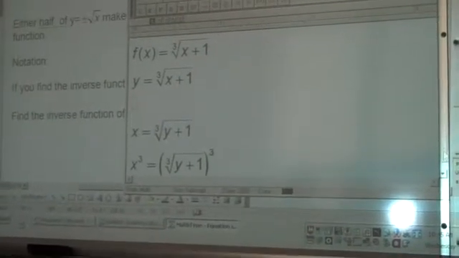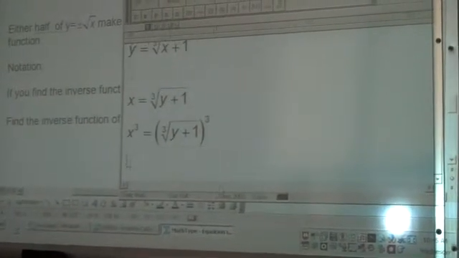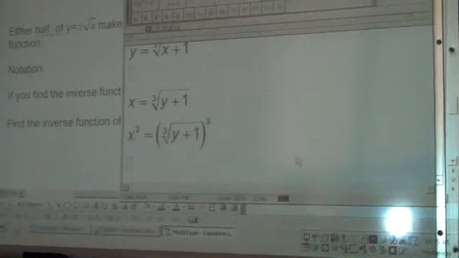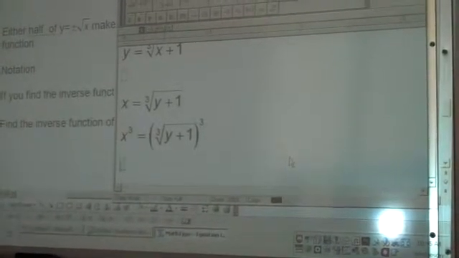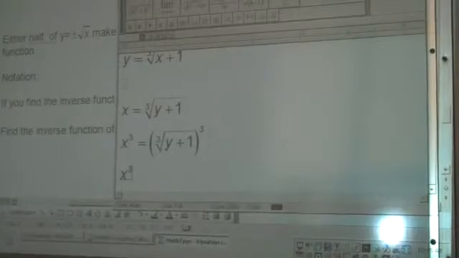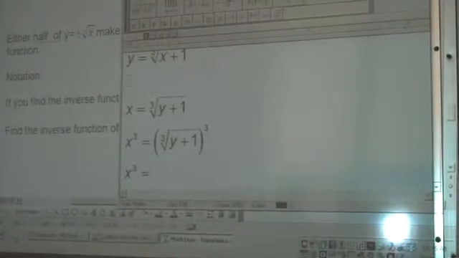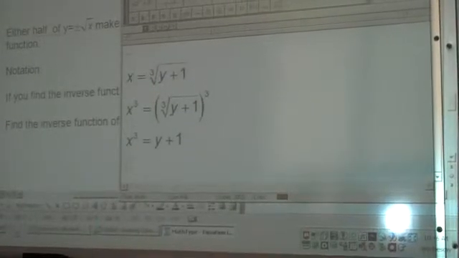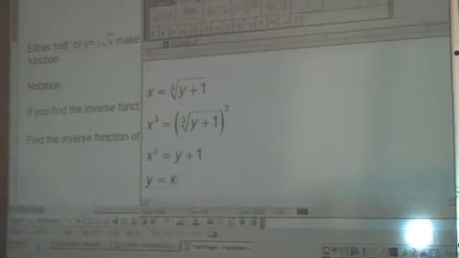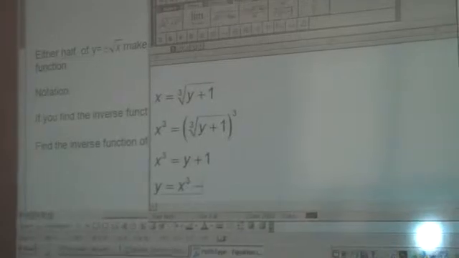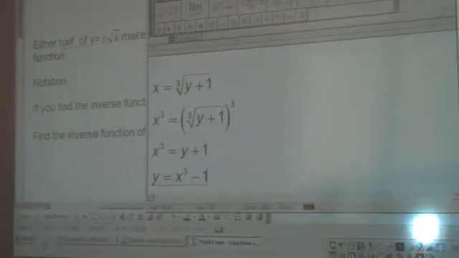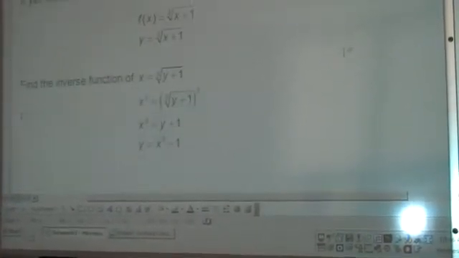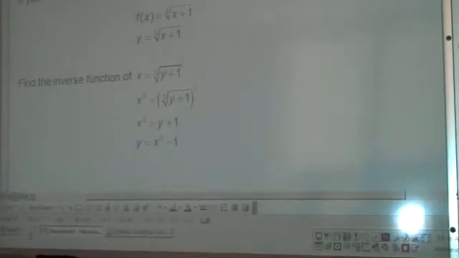I love how I understand it now, but I didn't understand it last year. Sometimes you just got to hear it for the second time.